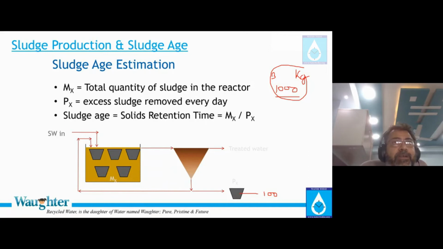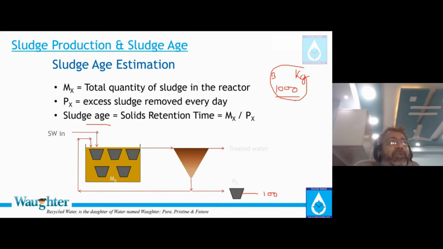Why will I remove the sludge? Because if I do not remove the sludge, my MLSS and MLVSS will go up. Volume is fixed. If you increase the biomass, then MLSS and MLVSS will go up. So I want to maintain the MLSS and MLVSS, so I throw the sludge. So if I start throwing the sludge, what is a simple sludge age? If it is 1,000 kilogram sludge, and you are throwing 100 kilogram, the balance 900 kilogram has to wait for 9 more days.